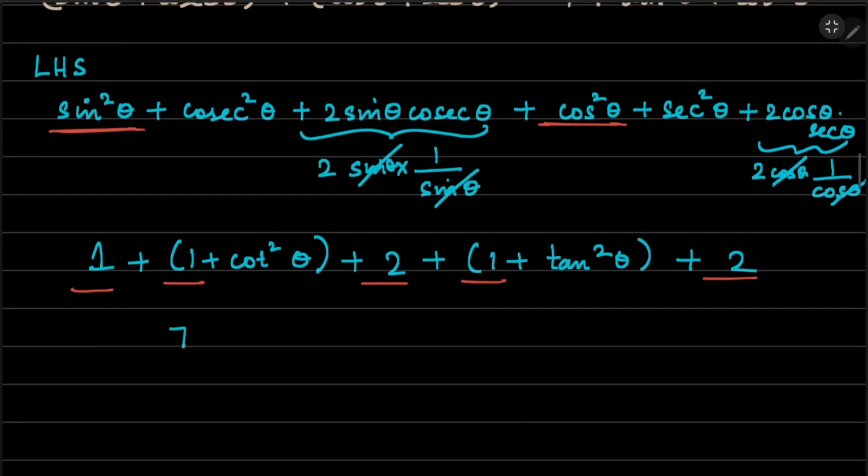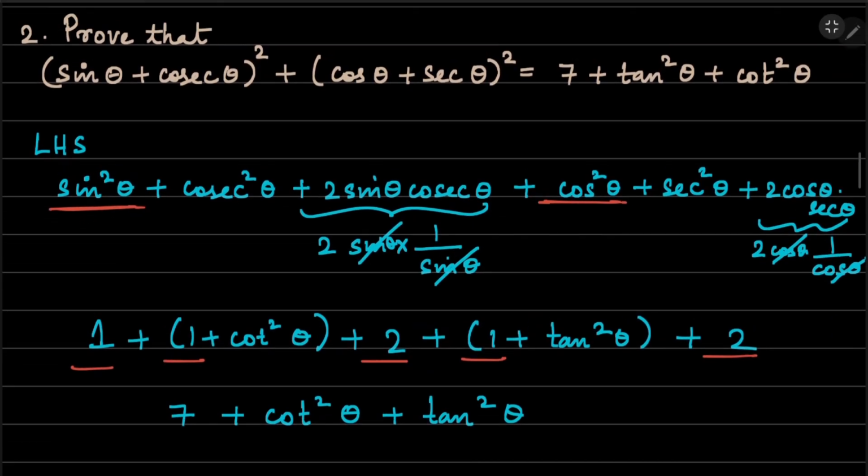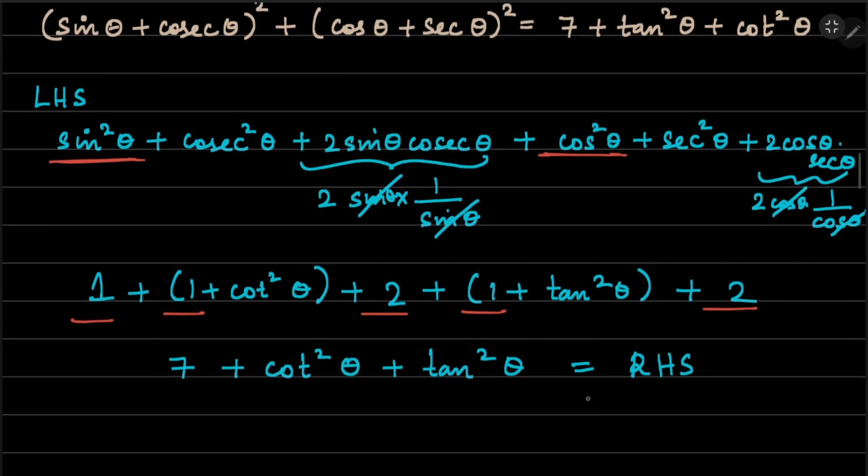So what is it that you're getting? 7 plus cot square theta plus tan square theta is what you're getting, and that is your RHS, right? This is equal to your right hand side, hence proved.